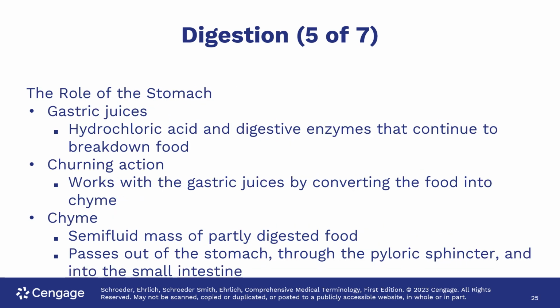The stomach mixes the food with the gastric juices to break it down. The end product is chyme, that is partially digested food that is passed into the small intestines.